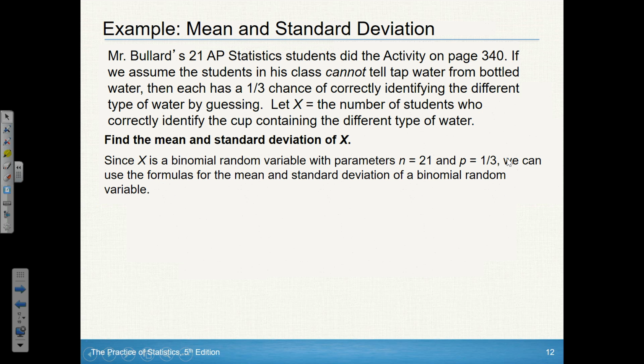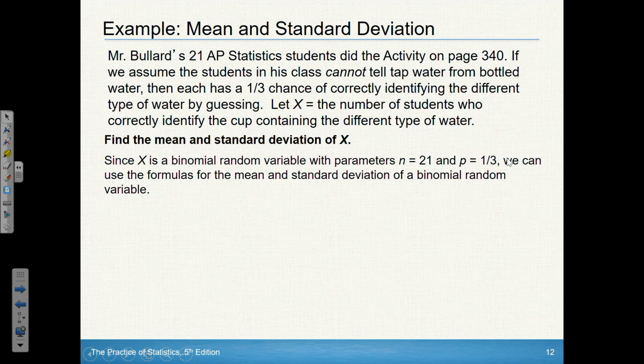This is Mr. Bullard's 21 AP statistics students who did the activity on page 340, which was just an activity to determine whether the students could tell tap water from bottled water. And it says if we assume the students in his class cannot tell tap water from bottled water, then each has a 1/3 chance of correctly identifying the different type of water by guessing.